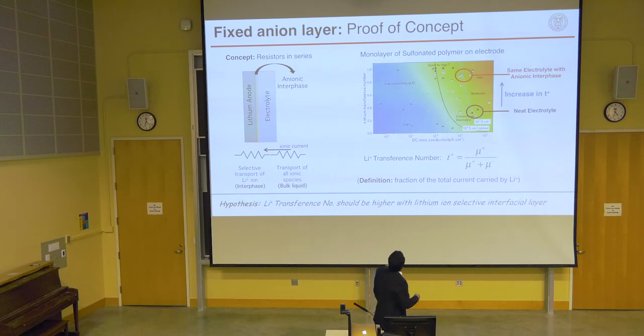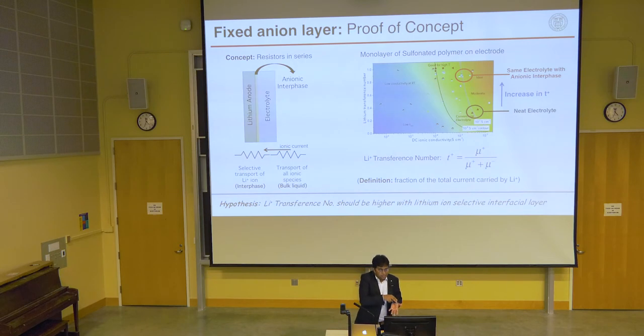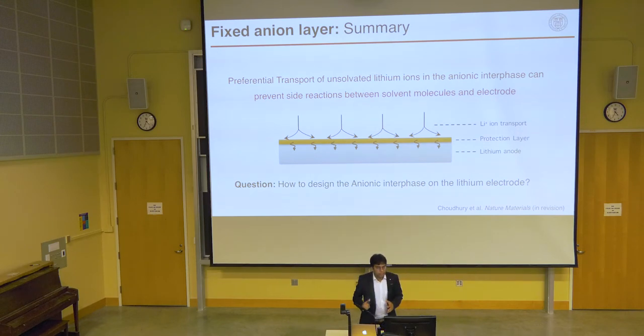So this chart here shows the lithium transference number versus the ion conductivity. There are lots of points again here, but let's focus on two points, the black circle and the red circle. The black circle is with a neat carbonate-based electrolyte. And then we use the same electrolyte and just put a layer of anions on the lithium metal surface. And we saw that the transference number increases a lot, which means that this layer is rectifying the ion movement. So overall summary here is that through preferential transport of lithium ions in the interface, one can stabilize electrodeposition of lithium metal, even with reactive electrolytes.